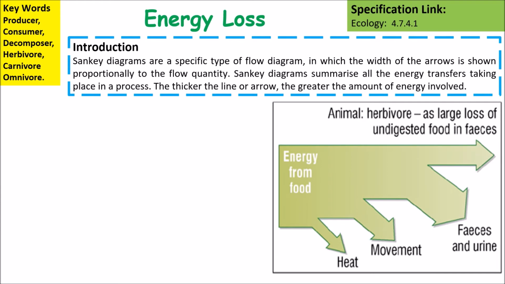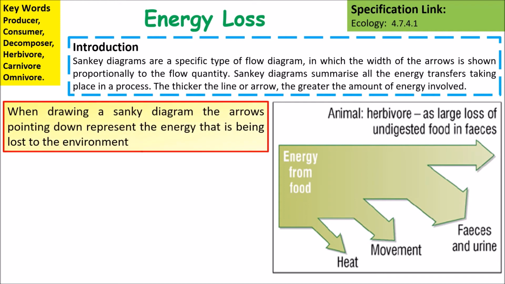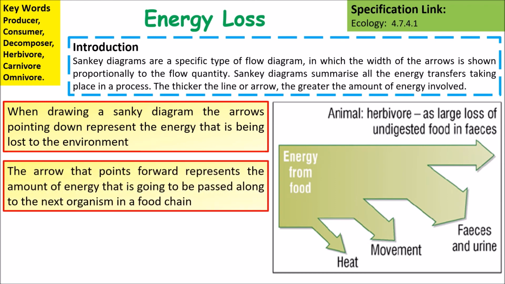Sankey diagrams are a specific type of flow diagram in which the width of the arrow is shown proportionally to the flow quantity of energy that's moving through it. Sankey diagrams summarize all the energy transfers taking place in a process. The thicker the line or arrow, the greater the amount of energy involved. When drawing a Sankey diagram, the arrows pointing down always represent energy that is being lost. The arrow that points forward along the top represents the amount of energy that is being passed along to the next organism in the food chain.